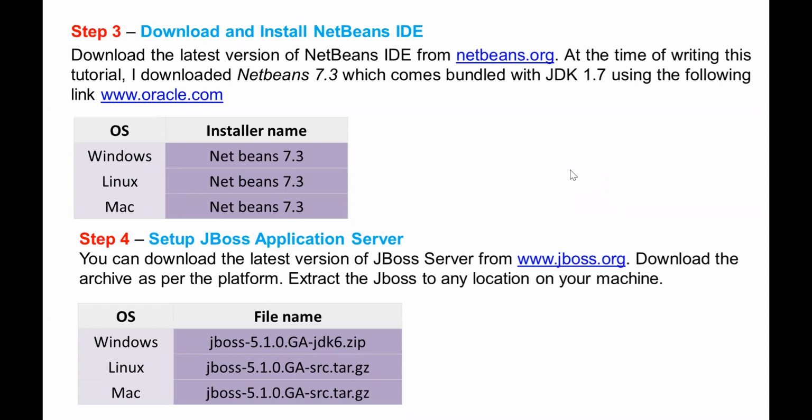Then using Windows, we install NetBeans 7.3 and set up the JBoss application server. We can see the JBoss 5.1.0.GA-jdk6 zip file. You can download the latest version of the JBoss server from www.jboss.org to install the JBoss application server. So this is step 4.